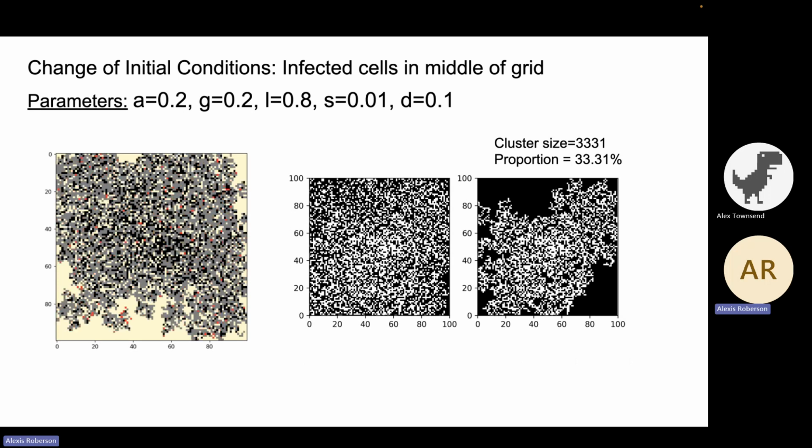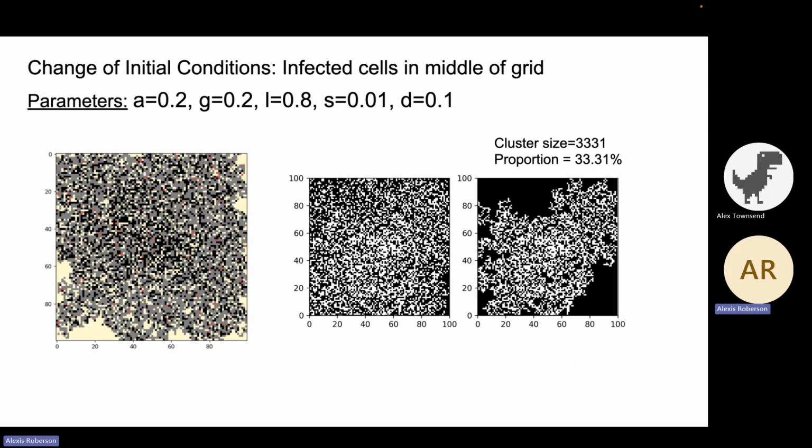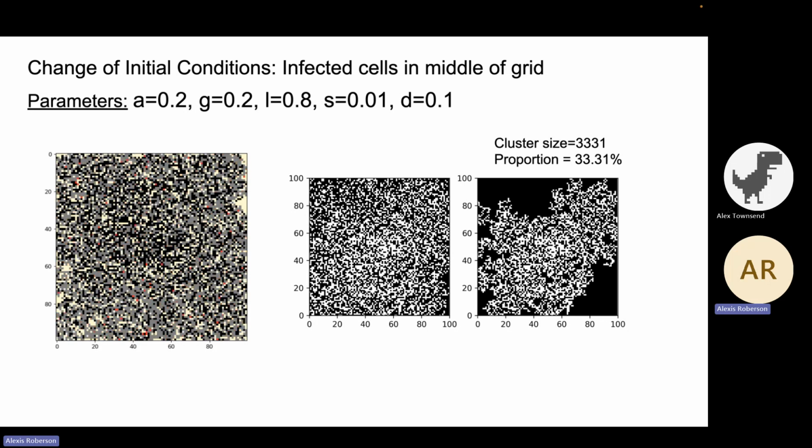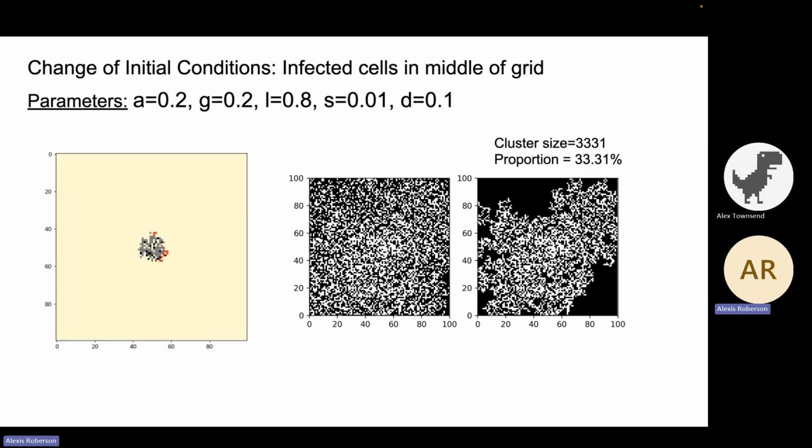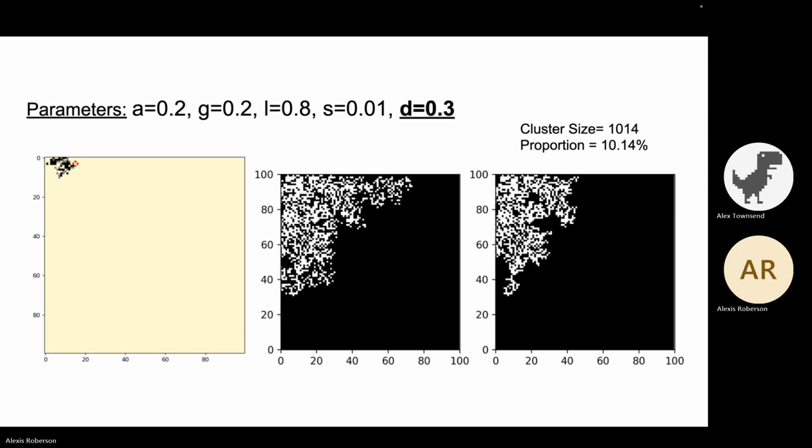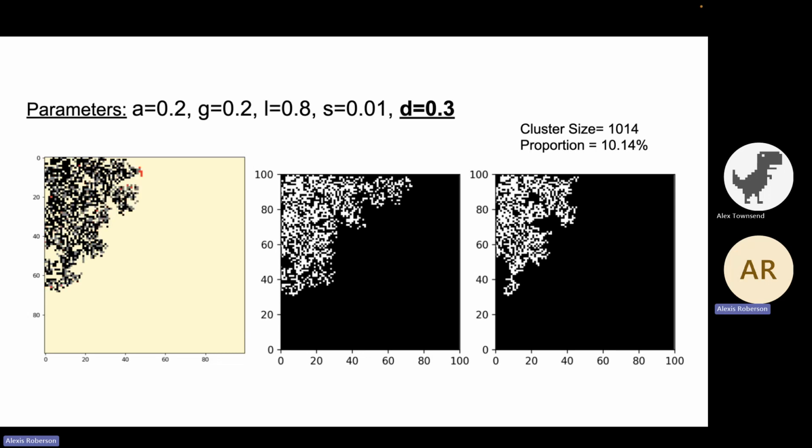Another thing that we did was change the initial conditions. Instead of one cell being infected at the top, we had infected cells centered at the middle of the grid, and we see that the cluster size does increase significantly. We also changed the death rate parameter to 0.3, increasing it, and we see a considerable change in cluster size.